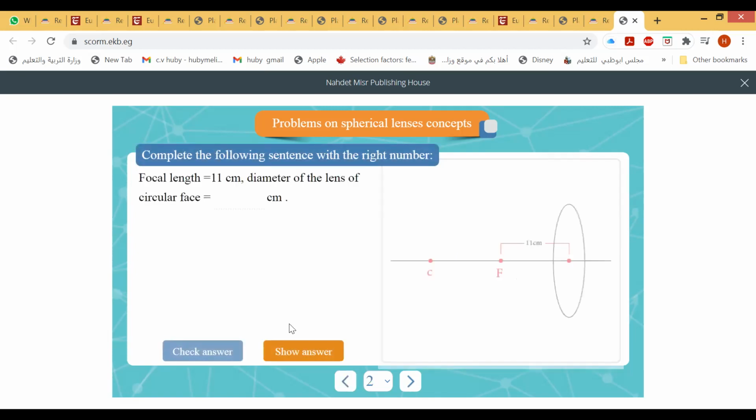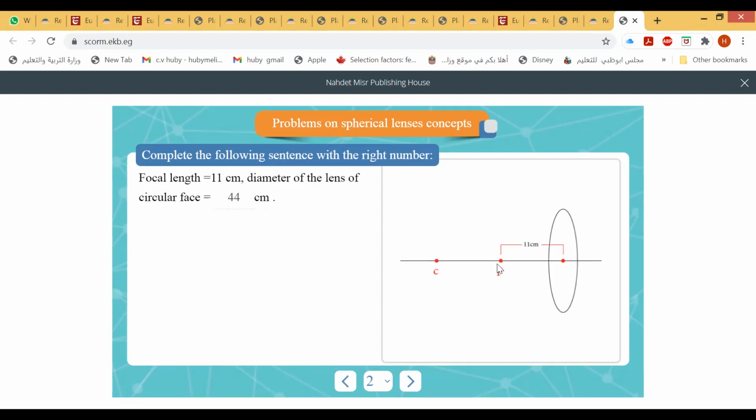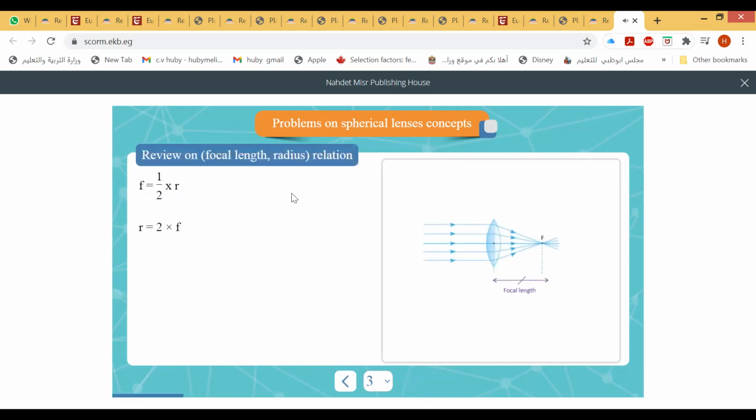Number 2. If the focal length of a convex lens is 11 centimeters, find the diameter of the lens. Diameter. Focal length equals 11, so the diameter is 44. In each type of lenses, convex or concave, the focal length equals half of the radius. So the radius equals 2 times the focal length.